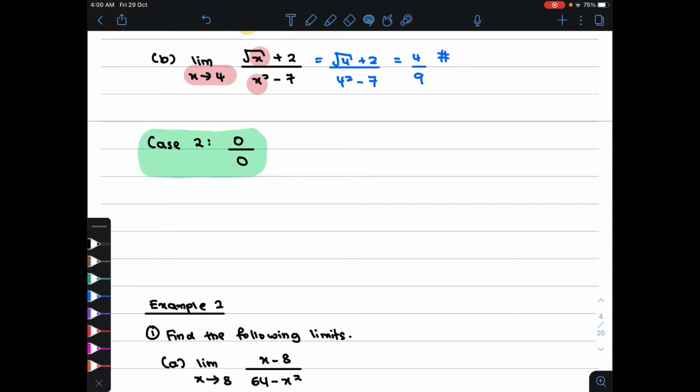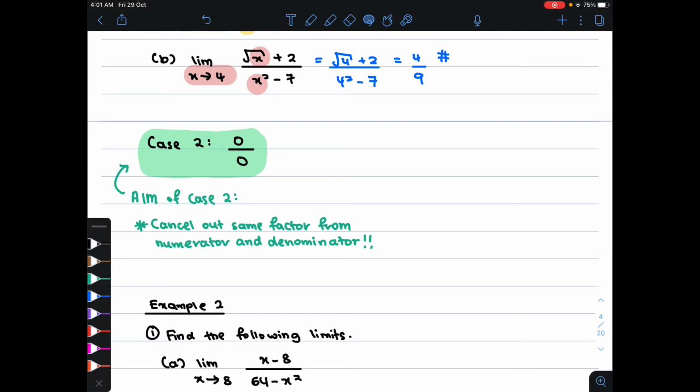Next is case 2. When you do your substitution method, you substitute the value of x into your function f(x). If you get 0 divided by 0, this is considered as case 2. The aim of solving case 2 is to cancel out the same factor from numerator and denominator. So you'll do something to your function f(x) so that it will have the same factor in the numerator and denominator, and hence you can cancel out the same factor.